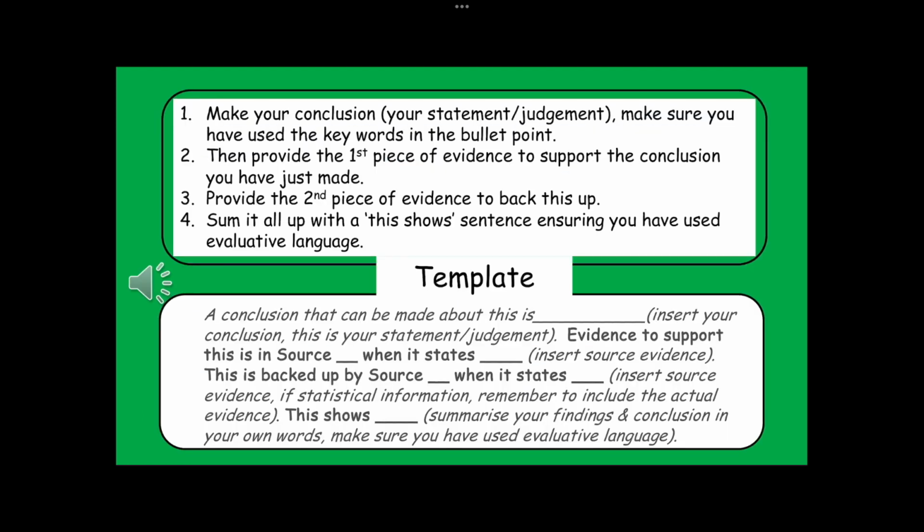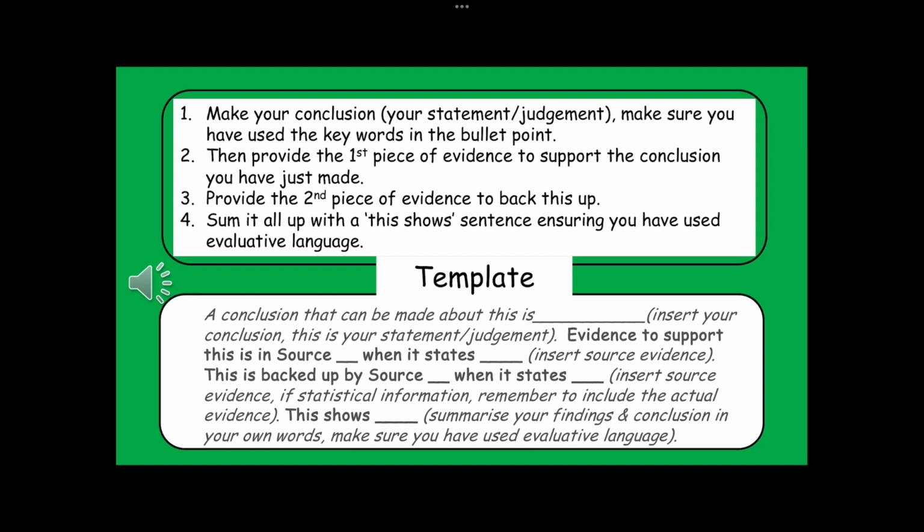So now that we've established the key steps, let's have a look at a template for your answer. So it's going to look something like this. A conclusion that can be made about this is, and then at that point, you're going to insert your conclusion. And again, this is your statement or judgment about the bullet point. You're then going to say the evidence to support this is in source, wherever you found the evidence, and then you're going to quote that directly, alright?